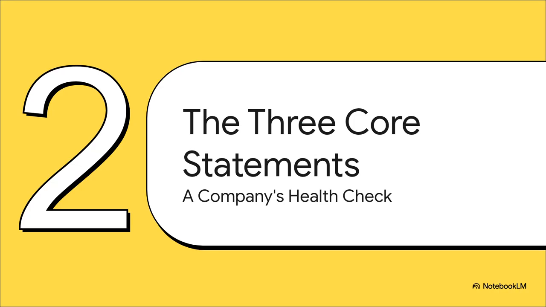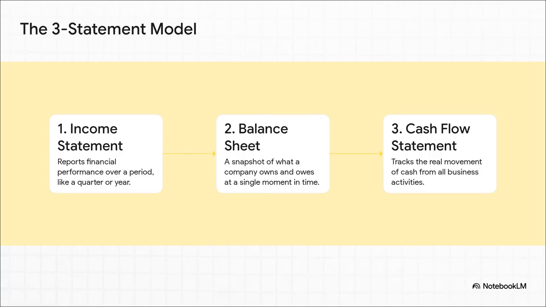Okay, so how do you actually build this blueprint? Well, every single financial model is built on a foundation of 3 core documents. You can think of them like a company's annual health checkup, where each one checks a different vital sign. And here they are, the big 3. The income statement, the balance sheet, and the cash flow statement. Now, the key thing to remember is they aren't separate, isolated reports. They are all linked together. For example, the final profit from the income statement actually flows directly into the balance sheet. Together, they give you that complete 360-degree view of a company's health.